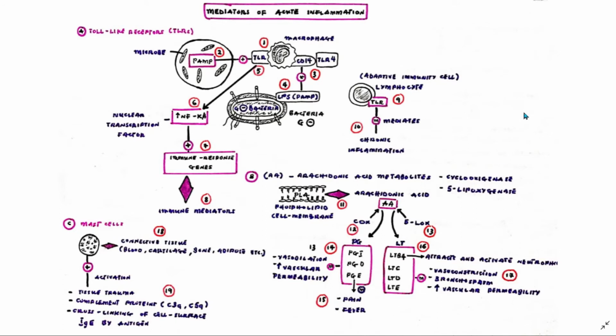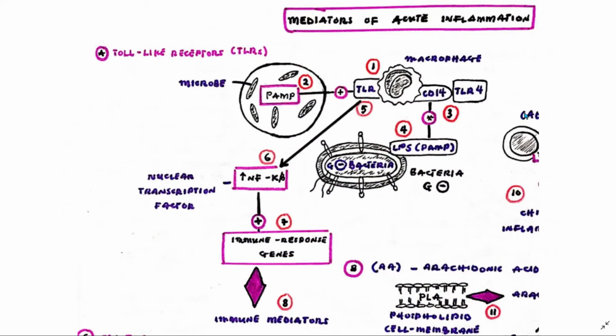Now let's move on to the mediators of acute inflammation. First, let's look at the toll-like receptors, or the TLRs. Now, these are present on cells of the innate immune system, for example the macrophages and the dendritic cells. TLRs are activated by pathogen-associated molecular patterns, also known as the PAMPs or the pumps. These PAMPs are commonly shared by microbes.